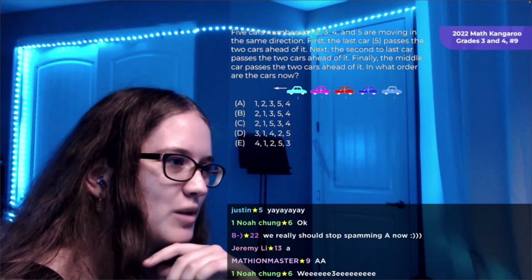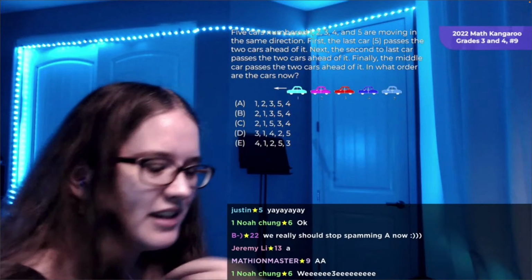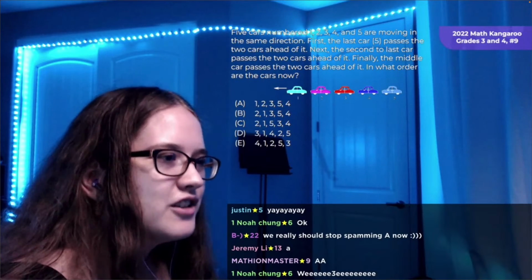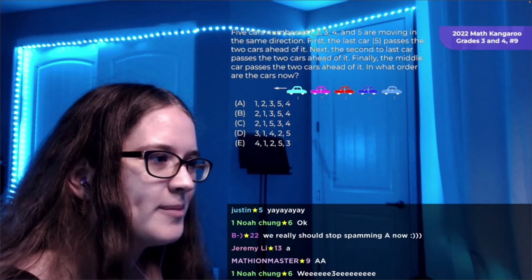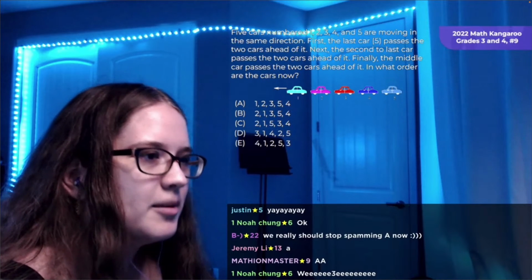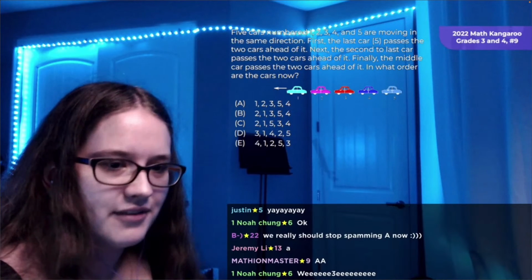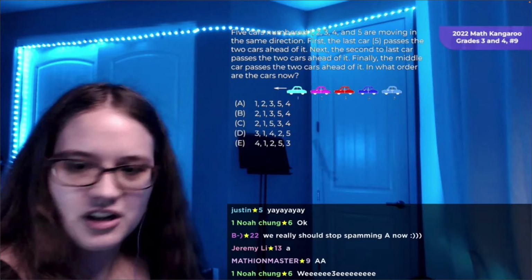5 cars numbered 1, 2, 3, 4, and 5 are moving in the same direction. First, the last car passes the 2 cars ahead of it, then the second to last car passes the 2 cars ahead of it, the middle car passes the 2 cars ahead of it. Those are colorful cars I see in chat.